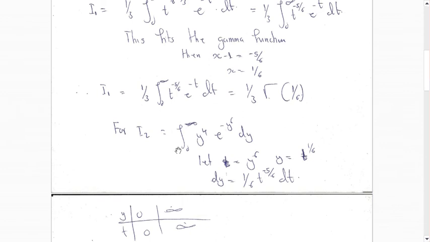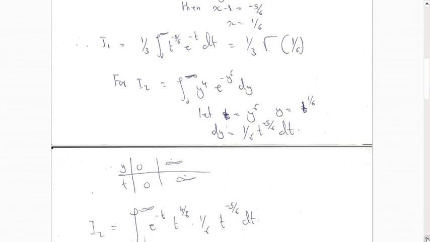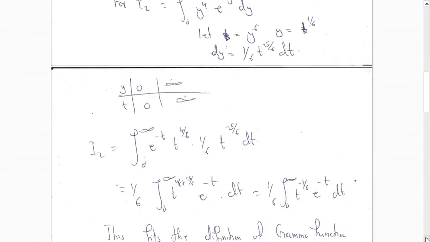For I2, we have the integral from 0 to infinity of y raised to 4 e raised to negative y to the power 6 dy. Again, we'll let y raised to power 6 equal t, which will make y equal to t raised to 1 over 6. Differentiating this one, we'll get dy equals 1 over 6 t raised to negative 5 over 6 dt. And when we check the limits, when y equals 0, t, which is equal to y to the power 6, will also be 0. And when y is equal to infinity, t will also be equal to infinity.